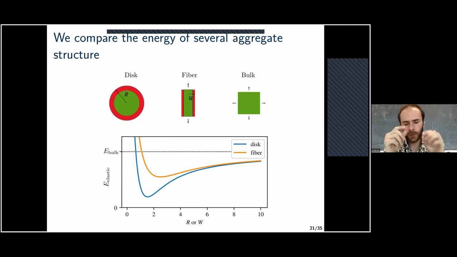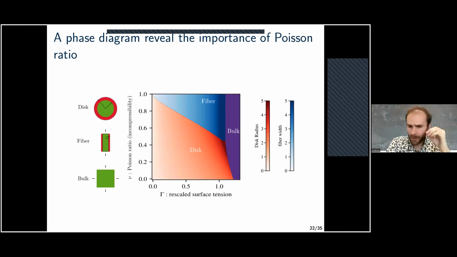You can see that first of all, there's an equilibrium fiber that emerges, but here the fibers are less favorable than the disk. But maybe in another regime, I can find a value of the mechanical parameter that will favor the formation of fiber. So what we do is we compare the energy of the best fiber, the best disk, and the bulk for many different values of the mechanical parameter. And by doing so, we plot a whole phase diagram where the different structures considered have a region of stability.